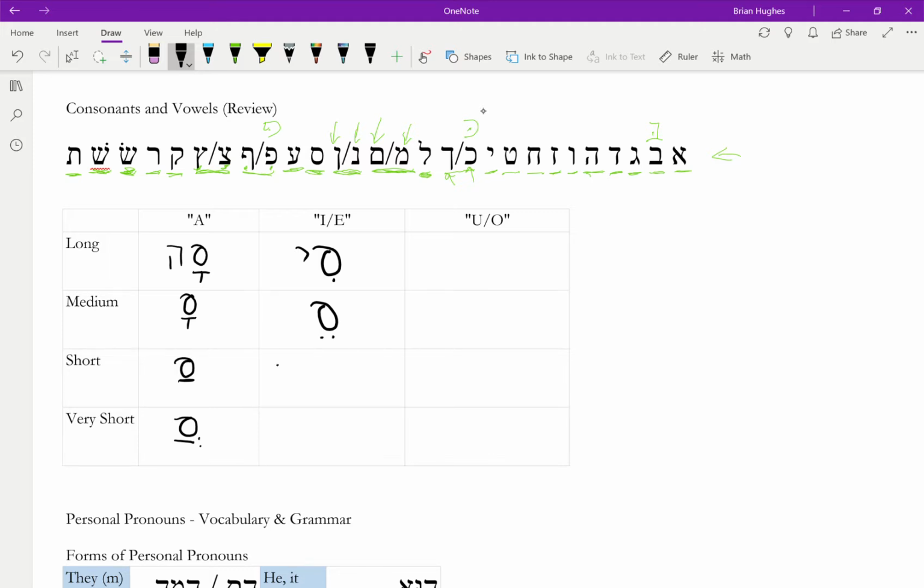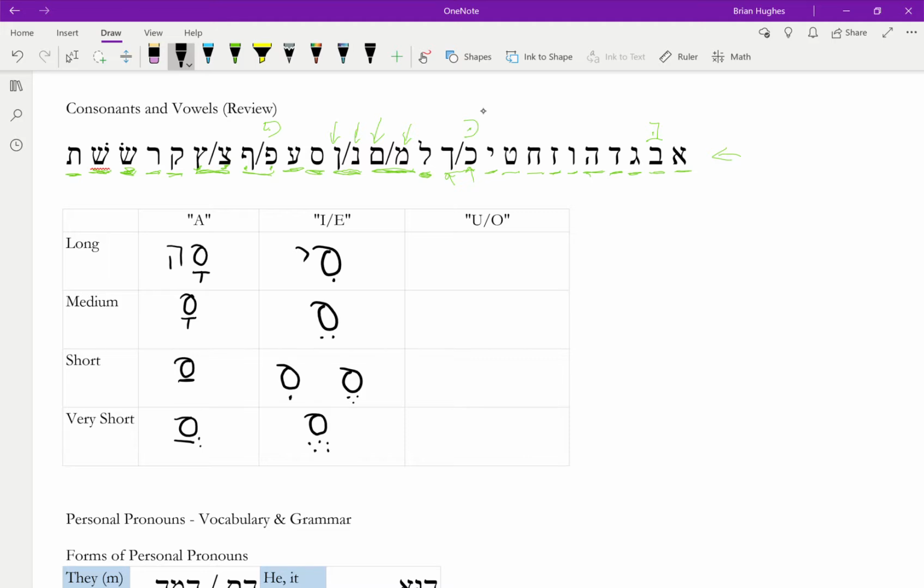The short, you have 2 short E-class vowels or I-class vowels. You have the hirek and the segol. So a hirek makes the E sound, hirek. A segol makes that short E sound. So this would be se. This would be si. This would be say. And then we have the chatef segol, and the very short. So again, you'd have a consonant up here.